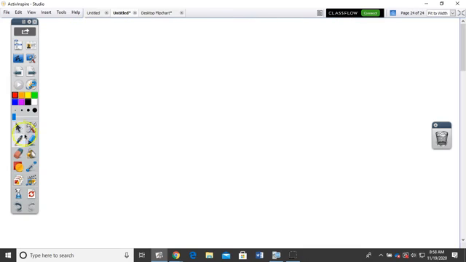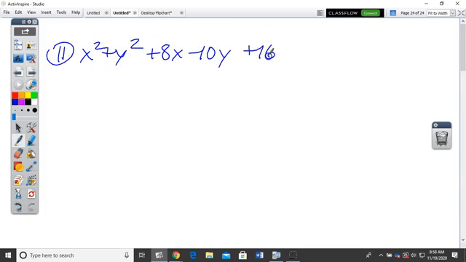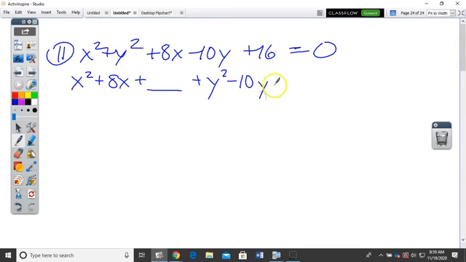11. x squared plus y squared plus 8x minus 10y plus 16. All right. So, get my x's together. Get my y's together. Equals -16 plus whatever the other ones are.